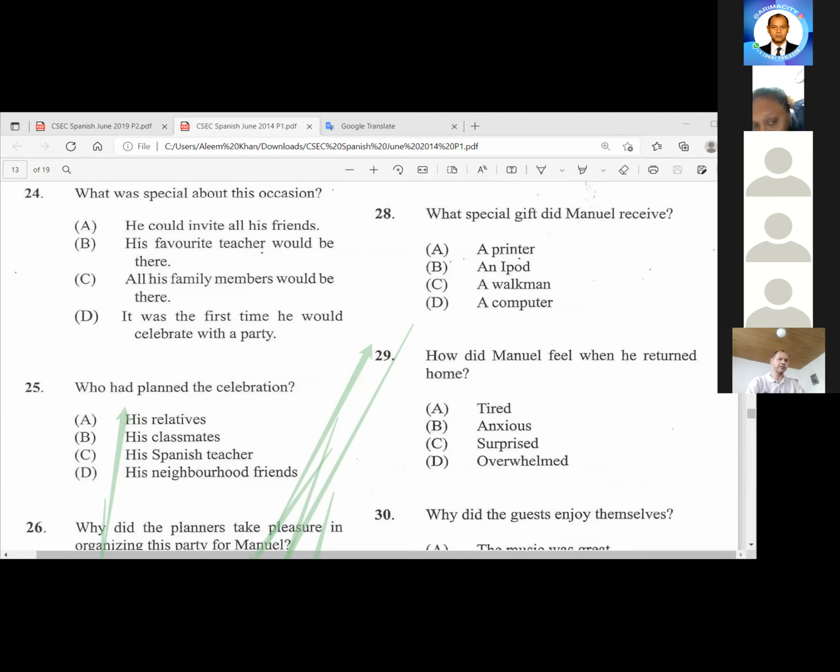All we know from the sentence is that Juan Diego puede, okay, my chat button is... What was special about it is A. He could invite all his friends. Yes, correct. Because the sentence is Juan Diego puede invitar. Let me put it in the chat. Juan Diego can invite all his friends to his birthday. So what was special about the occasion? He could invite all his friends.